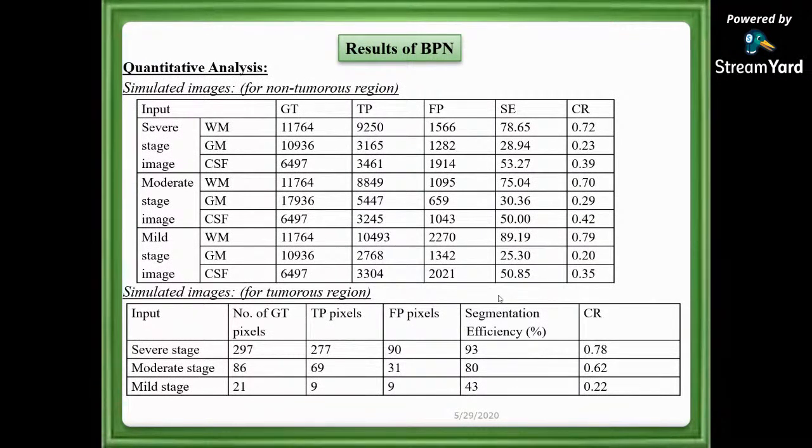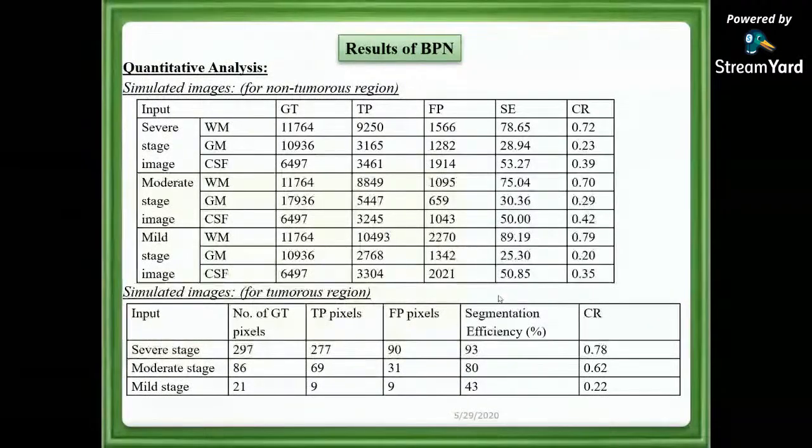And these are the values, segmentation efficiency and correspondence ratio. If you take an average, it may come to around 90 or 85, which may not be sufficient. BPN is usually accurate, but when you give data with a small number of tumor pixels, it is very, very difficult for any human being or even a network to identify. If you look at the mild stage result, the efficiency is only 43%.